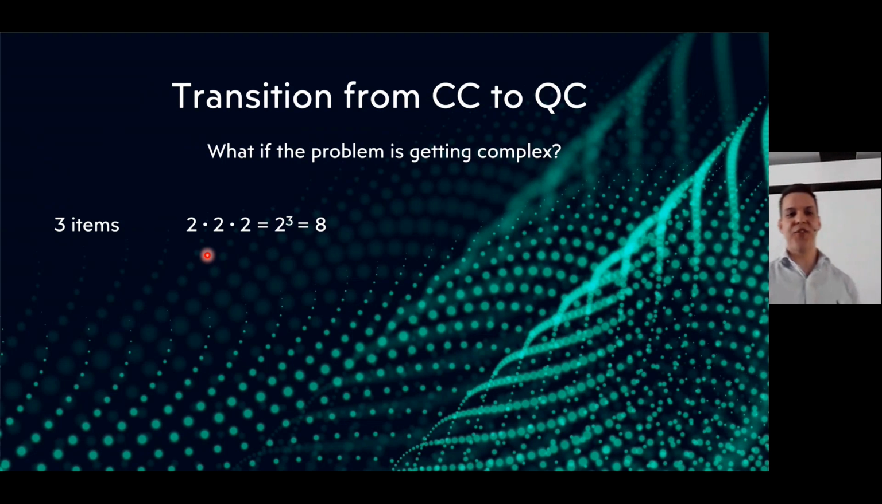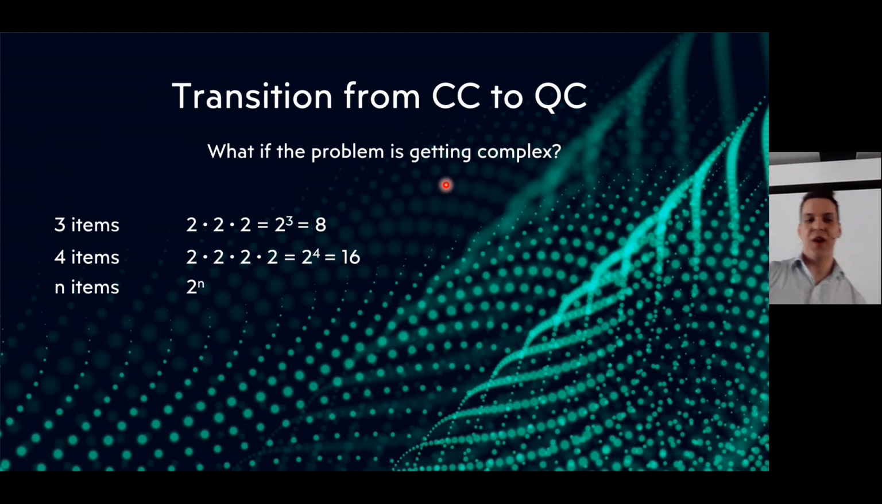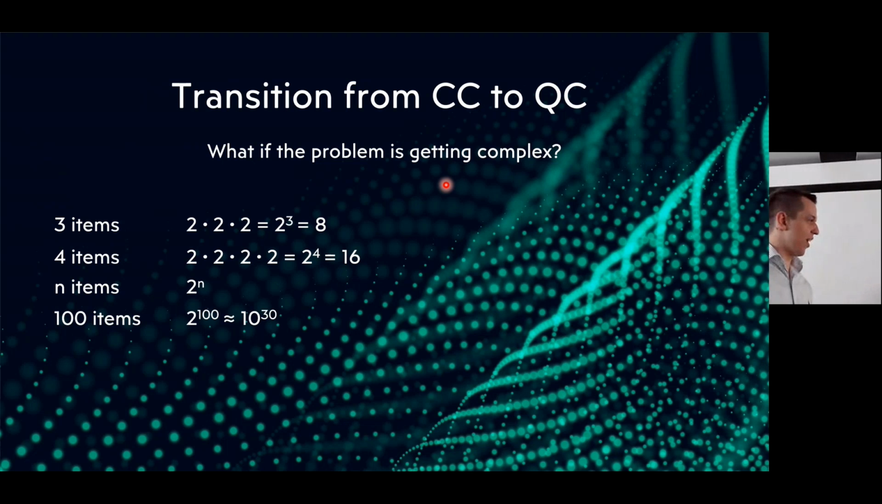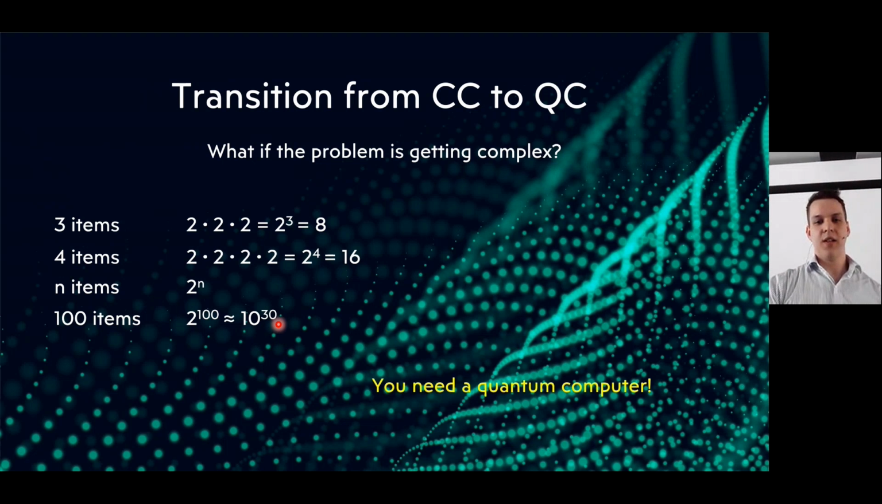And now we say we have 3 items. Okay, quite easy. 2, 2, 2 is 2 to the power of 3, 8 configurations. You have 4 items. You do the same as you can see here. You have 2 to the power of 4 for the items. But what if you have a lot of items, like n items? Then you have 2 to the power n. Or you have 100 items. You see it's getting really complex. 2 to the power of 100 is a 1 with 30 zeros. So it's a large number. And to solve that, you need a quantum computer.